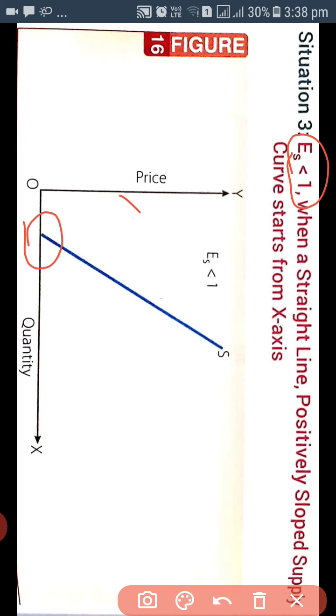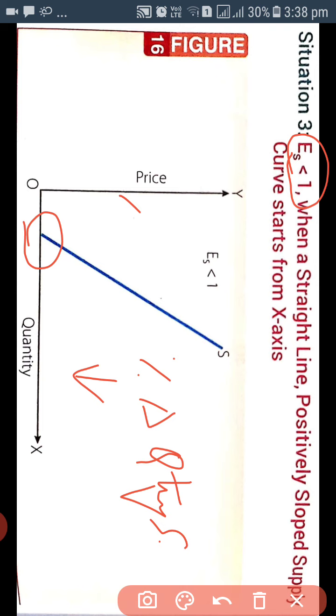It happens when percentage change in quantity supplied is less than the percentage change in price.